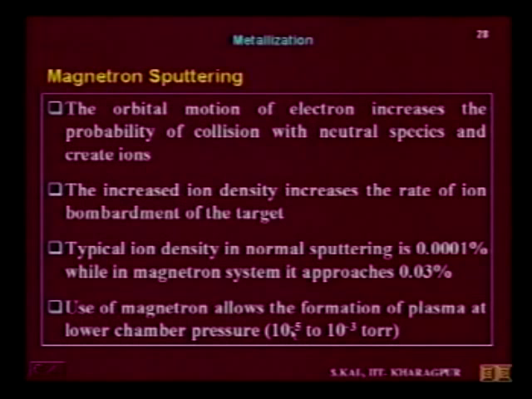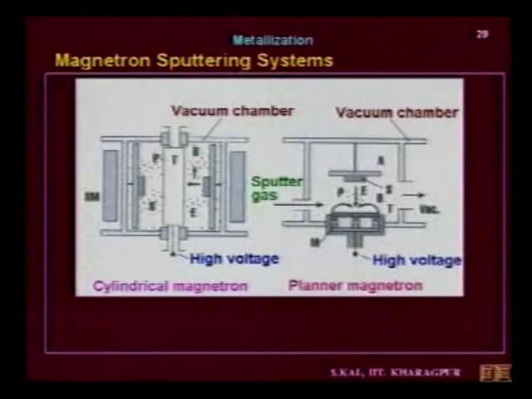10 to the power minus 5 to 10 to the minus 3 torr. If you can form the plasma at lower chamber pressure, then the advantage is that the contamination will be less. Okay, so this is one of the advantages. Whereas in the case of normal sputtering, you require 0.1 torr. Here you see 10 to the minus 5 to 10 to the minus 3 torr. That means you can create plasma at lower chamber pressure, which will help you to get a high quality, highly pure film. Then let us show you some pictures of the magnetron sputtering system.